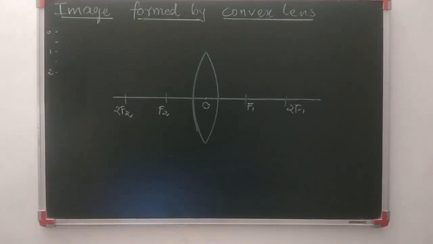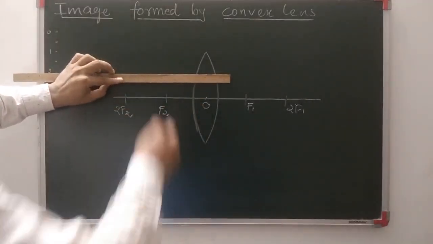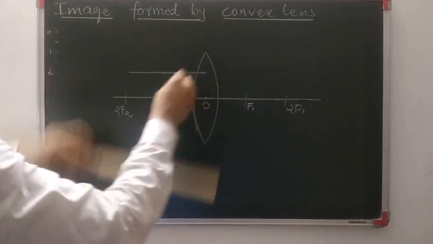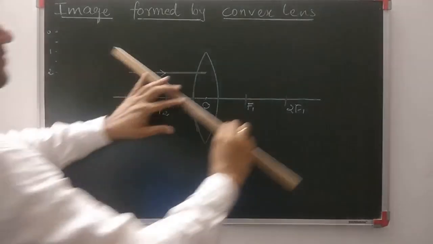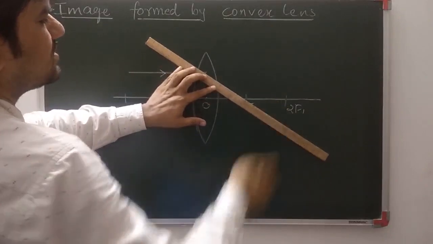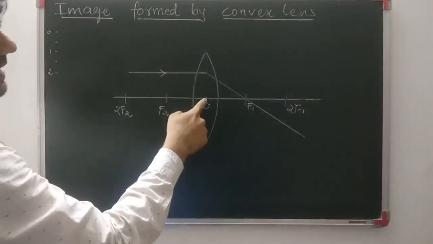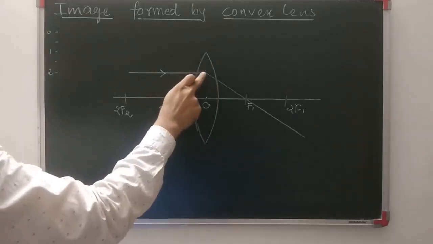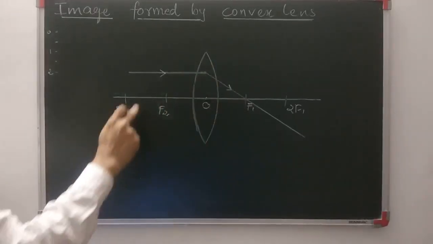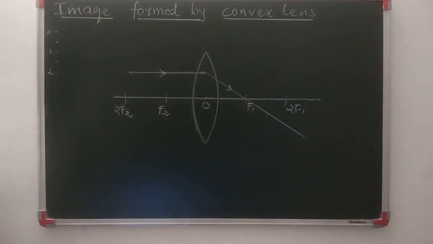Now let us see how the image is formed. Let us put the object somewhere here. Now let us consider one ray which is coming parallel to the principal axis. This is the incident ray, and as it is a lens, after the refraction it passes through the focus. Students, you can see that here this incident ray I have taken up to the middle of the lens, and from here it is refracted. If it is parallel to the principal axis, after the refraction it passes through the focus.